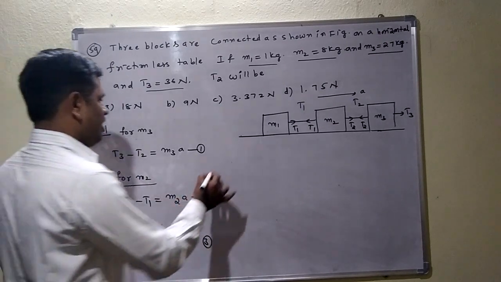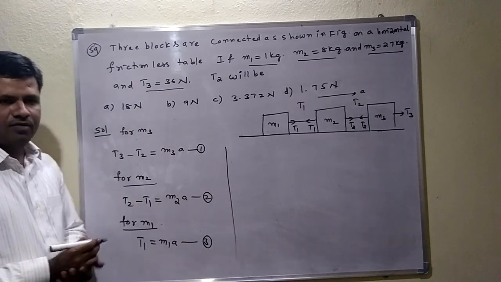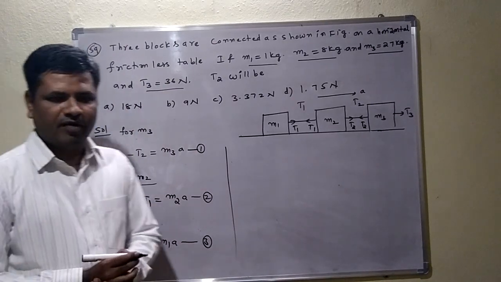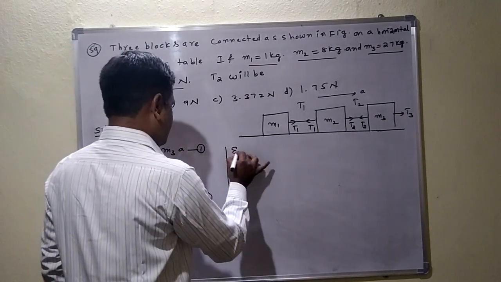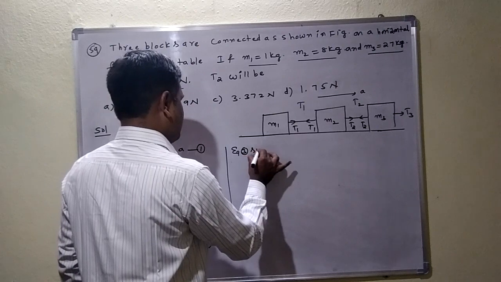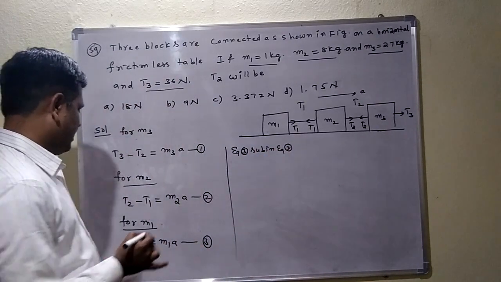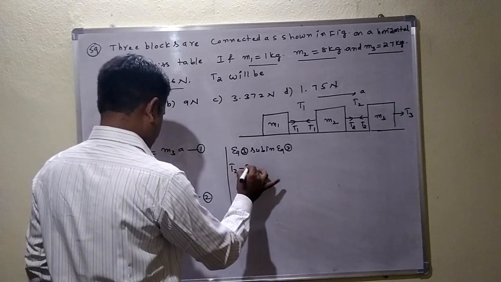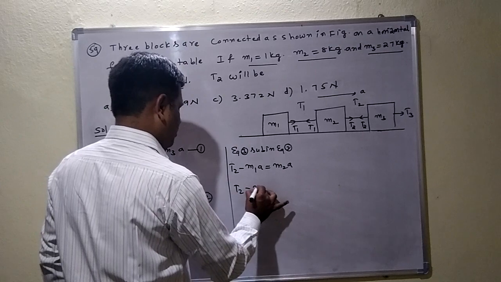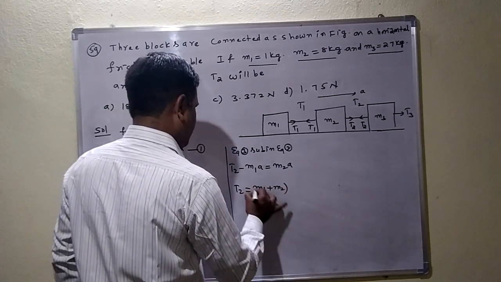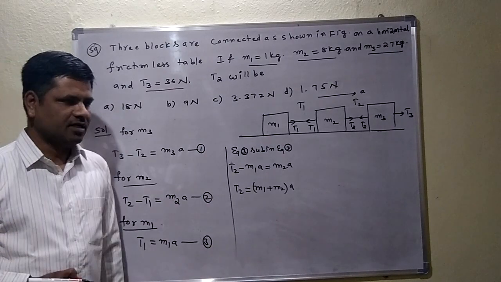From this we first have to find T2. T1 is equal to M1A from equation 3. Substitute in equation 2, and we get T2 minus M1A is equal to M2A. From this, T2 is equal to M1 plus M2 into A, taking A common.